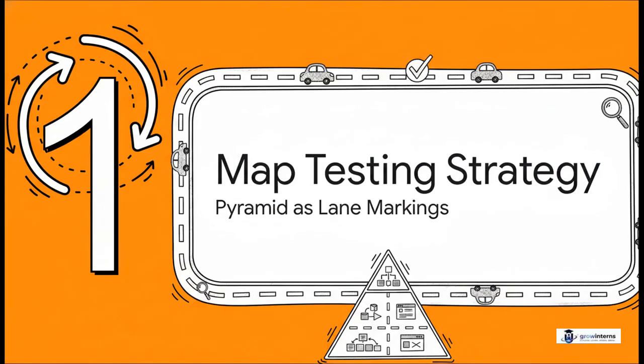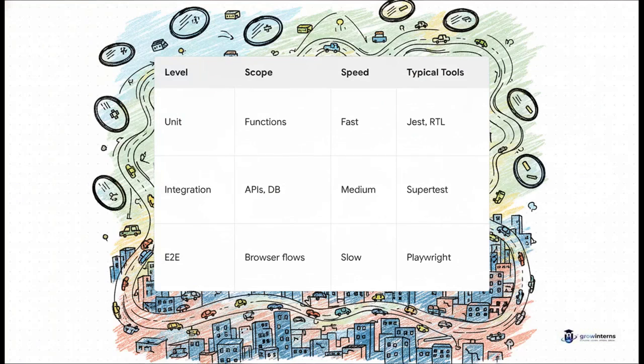Map your testing strategy. We are going to use the classic testing pyramid as our lane markings to keep us safely en route. Think of it like this. Your fast unit tests at the base. Those are your mirrors, giving you split-second feedback on tiny, isolated components. Then you've got the middle layer, integration tests. This is your practice traffic, making sure your APIs and databases actually know how to talk to each other correctly.